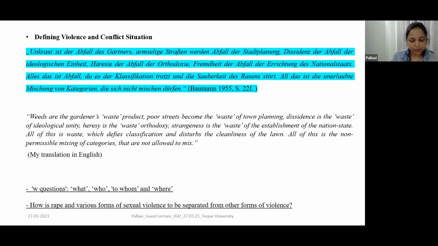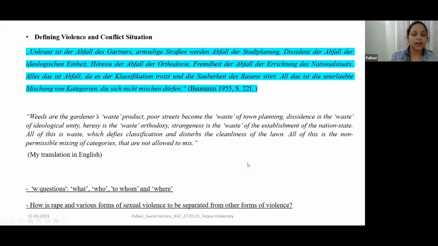Winkler further argues that striving for order through classification results in acts of violence, because order becomes an obsession after a point. For example, he gives the example of a weed, considered something which should be kept outside of the order if you are talking about the garden, and it should be pushed aside with the help of force. So I would like to read this quote here.